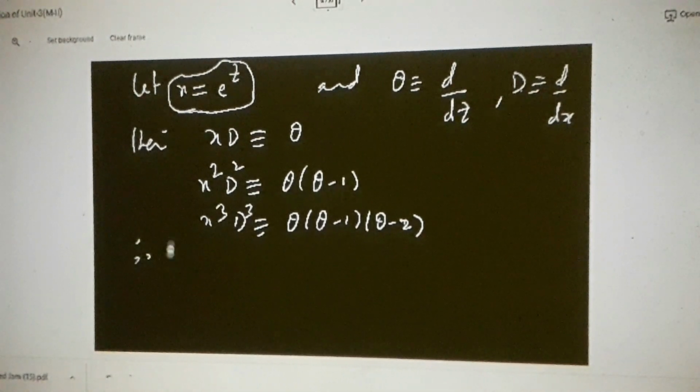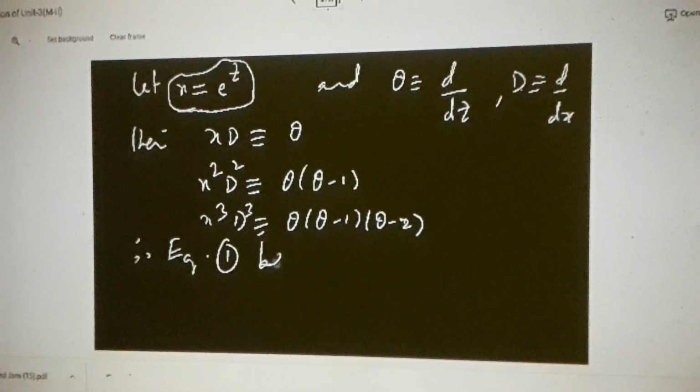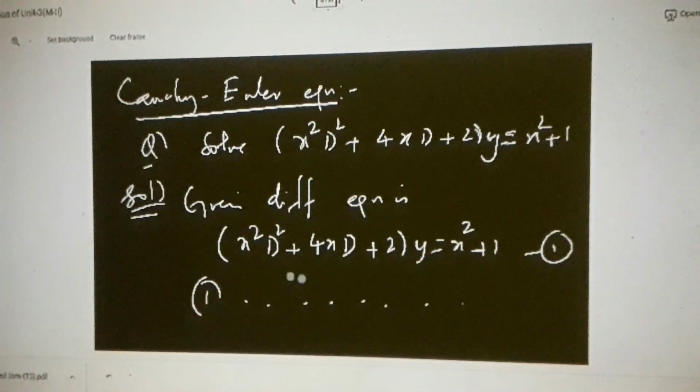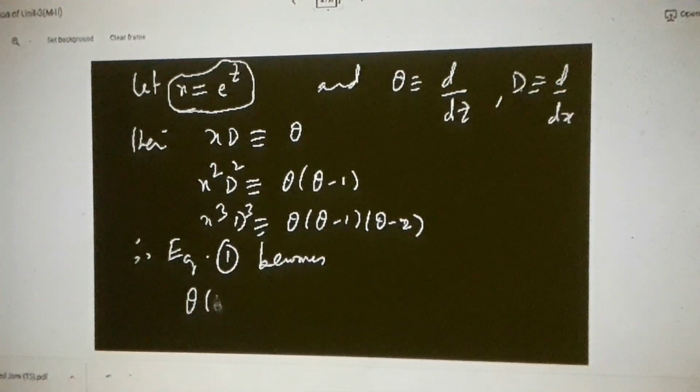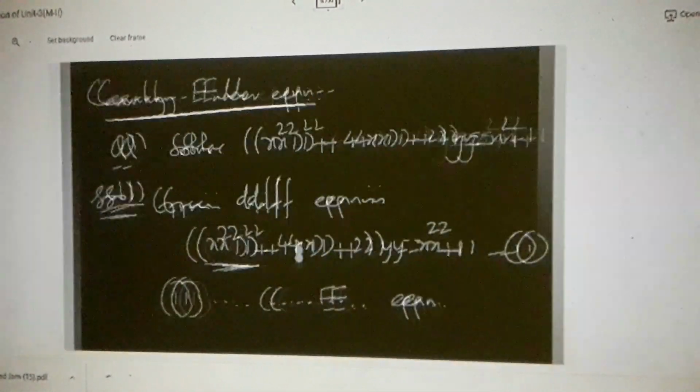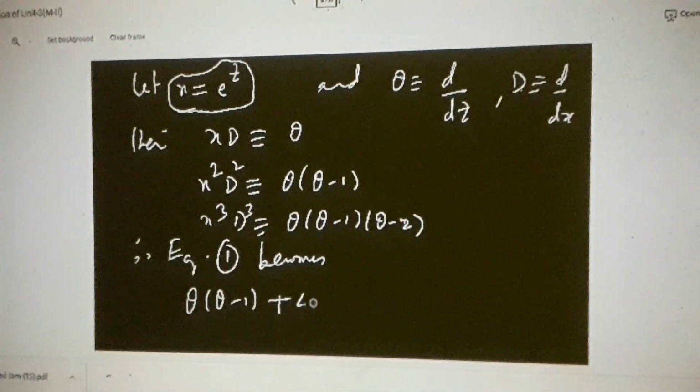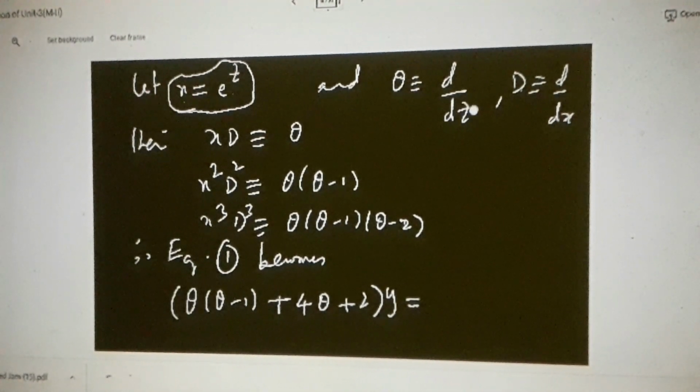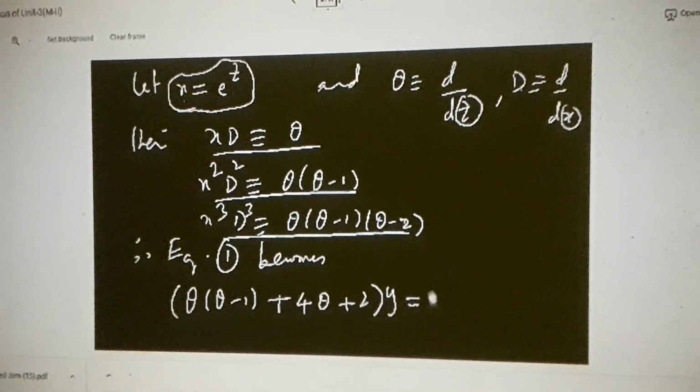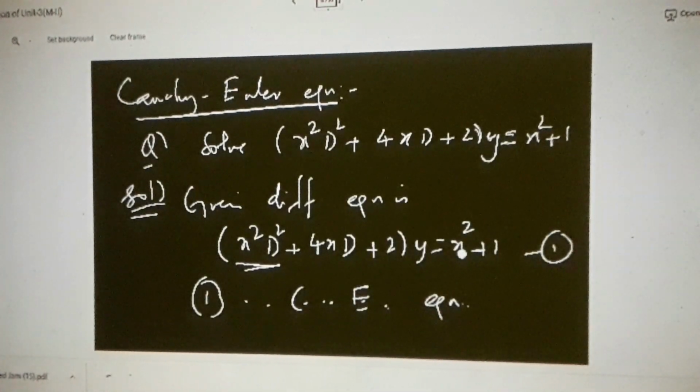Therefore, equation number 1 becomes this particular one. So wherever x square D square is, okay, Cauchy-Euler equation simply, I will replace with theta into theta minus 1, and then the remaining constant as it is, plus 4. And xD I will replace with theta, and the remaining constant is plus 2, I will write as it is. This complete is y. y is not changing. There is a relation between only x and z. That is why these z and x relations we have written here. Okay, these relations. Now, in the place of this particular x, I will substitute e power z.